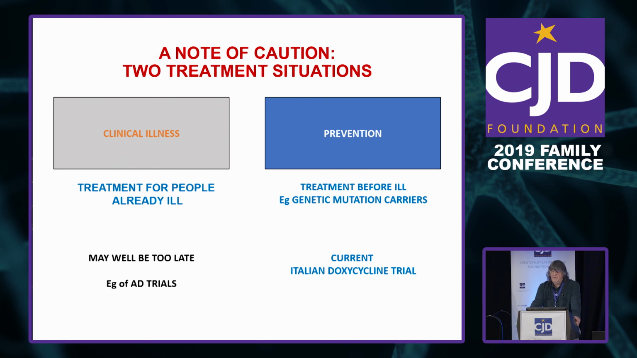Prevention means treatment before you become ill, and that, of course, really centres on people who are genetic mutation carriers. And I think, without doubt, this is my personal view, the best way forward in treatment that we have at the moment is probably the prevention of illness in people who may become ill, for example, due to a genetic mutation. And there is a current trial in Italy at the moment giving doxycycline to people who are not ill, but who may become ill because of mutations, to see if this helps.